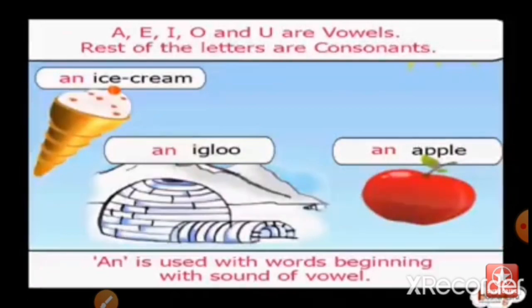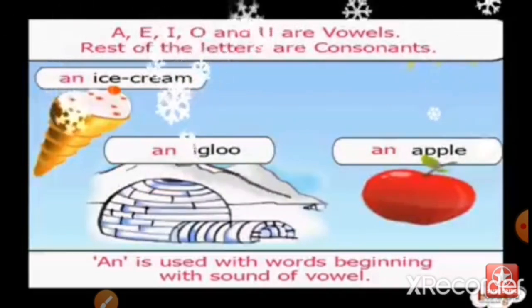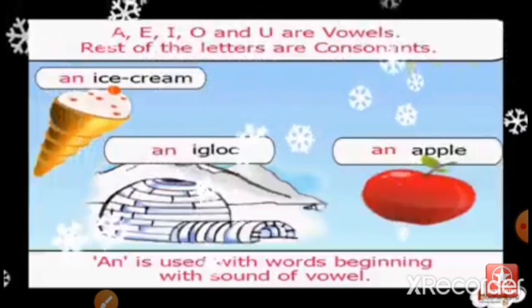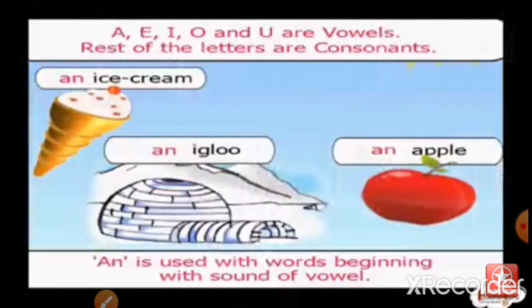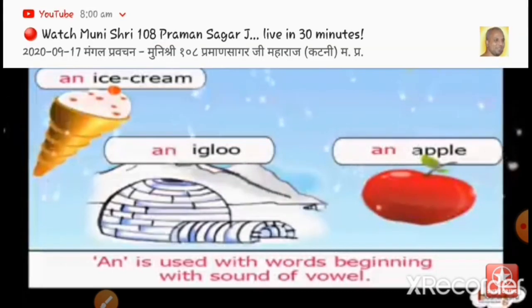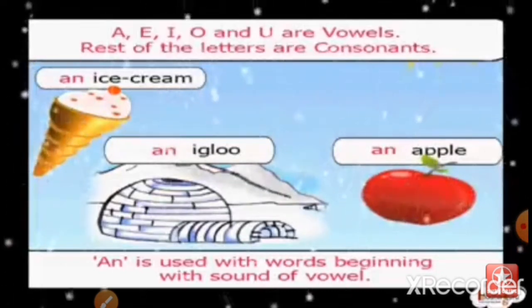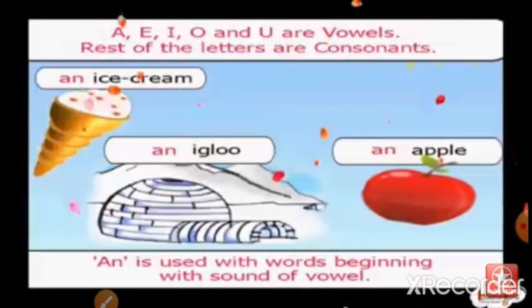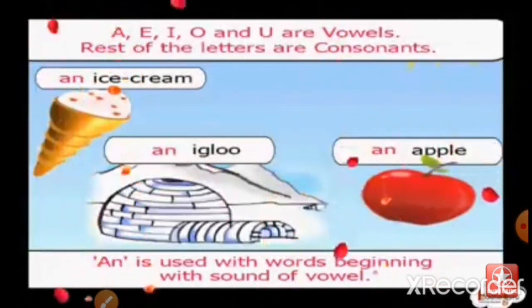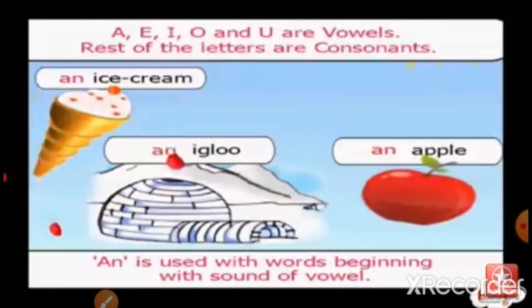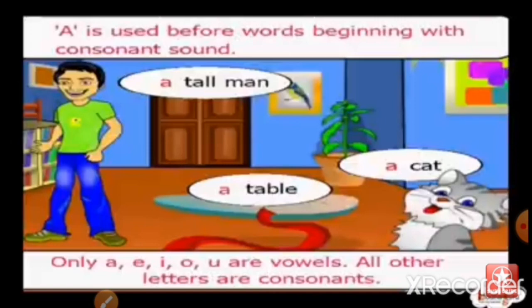Now have a look here. A, E, I, O and U are the vowels. The rest of the letters are consonants. Just now I told you there are 21 consonants in English. An ice cream, an igloo, an apple. These two are the same vowel, both starting with I, but apple is different. So an is used before words beginning with the sound of a vowel. Okay, so you can practice it.